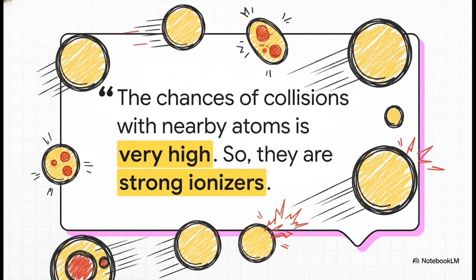And this quote right here just perfectly explains why that alpha particle is such a menace internally. Because it's so big, its chances of crashing into your cells are super high. And every one of those collisions causes damage, which is exactly why we call it a strong ionizer.